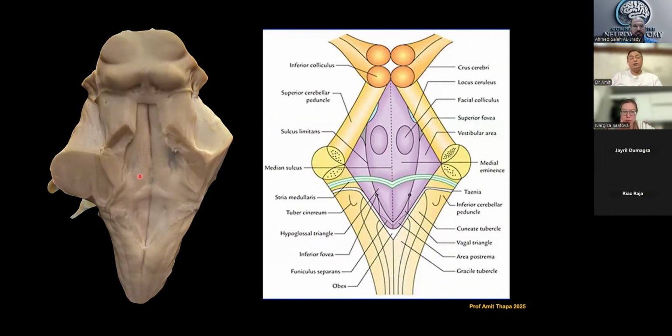So the subfacial colliculus is seen here. And then this is the stria medullaris, which actually divides the fourth ventricular floor into the pons above and the medulla below. So you can see this is the facial colliculus, and below it will be the hypoglossal triangle. And then below it is the vagal triangle, and then again below it is the area postrema.